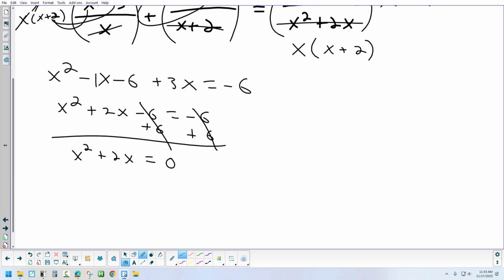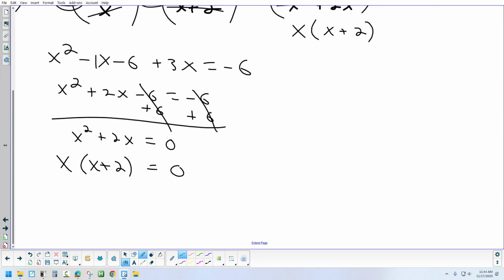Now we have to factor that, just like we did the last problem, but it's a much simpler kind of factoring. There's no constant, so all you can do is factor out a GCF. What can we factor out of those two terms? Factor out an x. And what would that leave you with inside your parentheses? X plus 2. So now we've factored it. What do we do with each factor? Set them to 0.